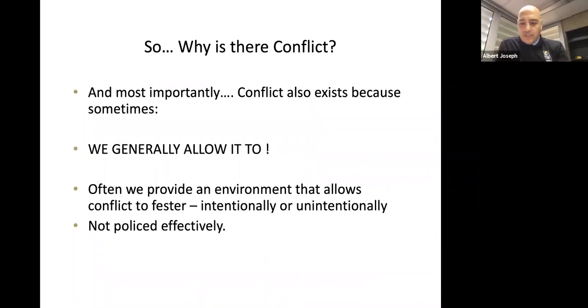All right, so why does it exist? Mainly it exists because we let it. As technical officials in a game, and we've got plenty of examples where it's happened, we allow conflict to occur, we allow conflict to continue, we allow conflict to escalate, and then we allow conflict to dominate the game. And we have to know what parts of that conflict we have to intervene in so that it doesn't happen.